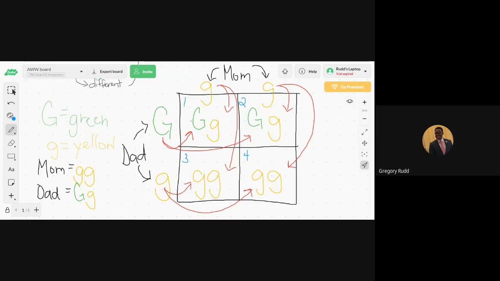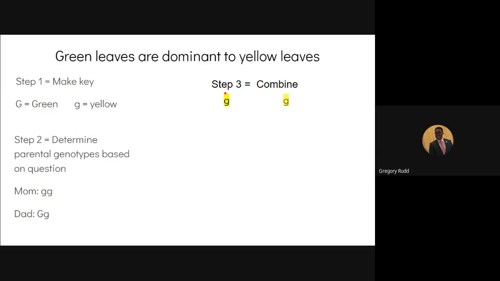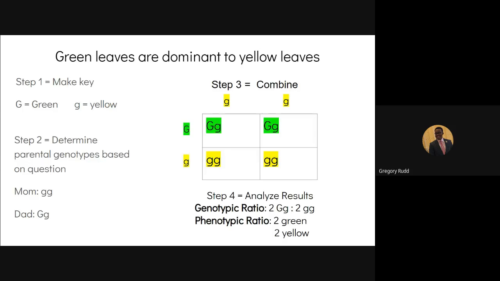Let's go back to the slides and make sure that we did everything correctly. So they put mom on top just like we did. They put dad on the left just like we did. Dad's got a heterozygous genotype, so 1 green allele and 1 yellow allele. And then they did the crosses. Our last step is to analyze the results. So let me go back over here now.